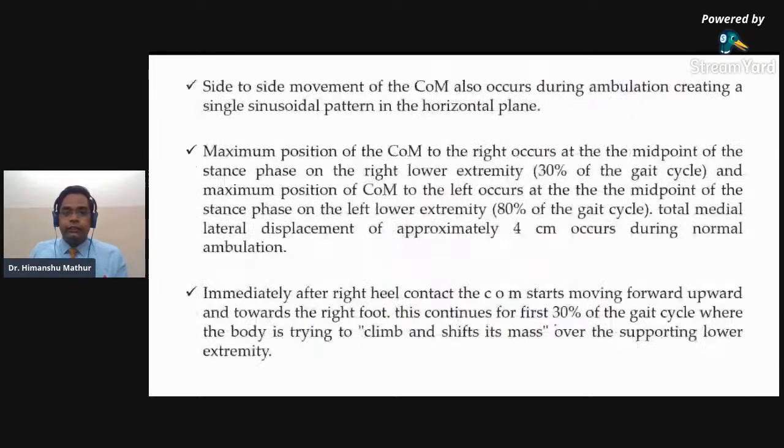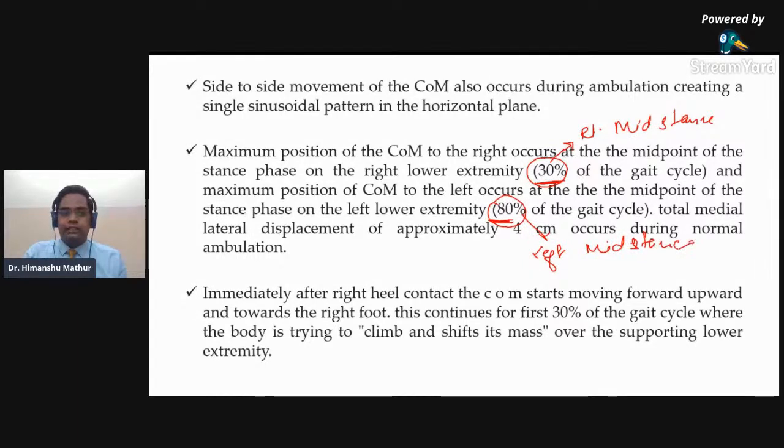Okay. Side to side movement of the COM also occurs during ambulation, creating a single sinusoidal pattern, right? The maximum position of the COM to the right side occurs at the midpoint of the stance phase on the right lower extremity. That is 30%, the mid stance phase. Always remember that. And the maximum position of the COM to the left side occurs at the left mid stance, that occurs at 80%. That is why we have given you two values, 30% and 80%. So this is the right mid stance, if we start from the right side, and this is the left mid stance.